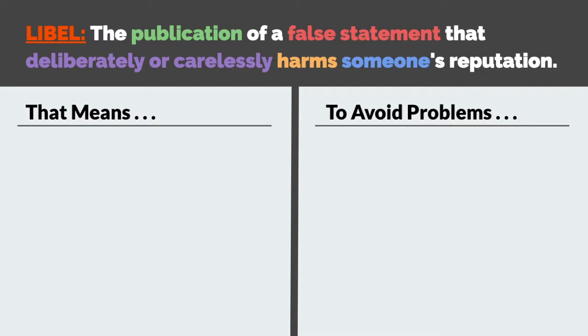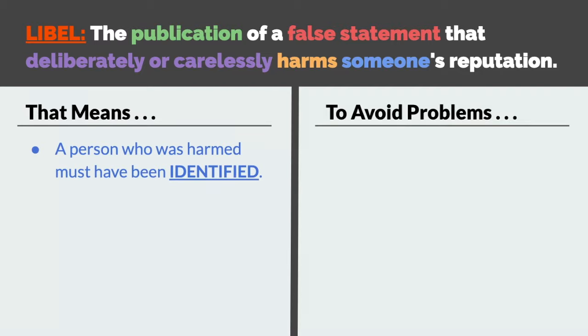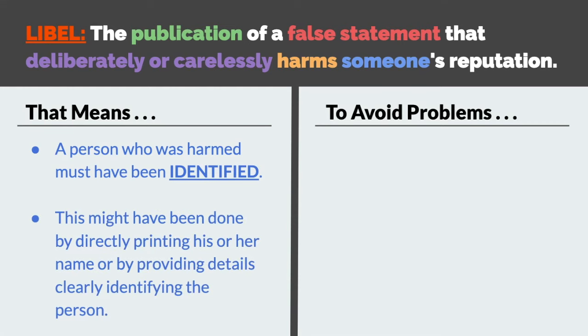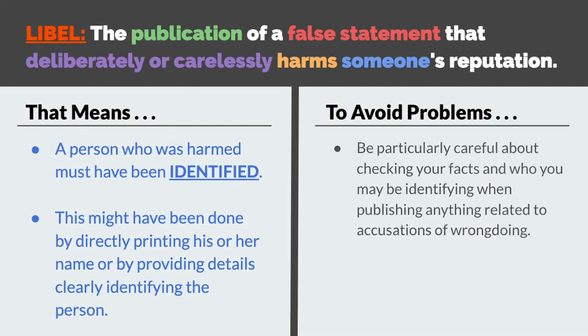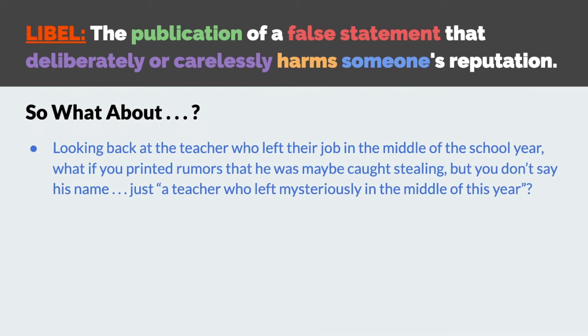And finally, someone does need to be identified in the story for it to be harmful to them, for them to accuse you of libel. That can be because you used their name or you included details that made it obvious to others who they are. So once again, you're double checking everything, but you're also being very careful about how much you're identifying specific people in stories that might be controversial or negative in some way.